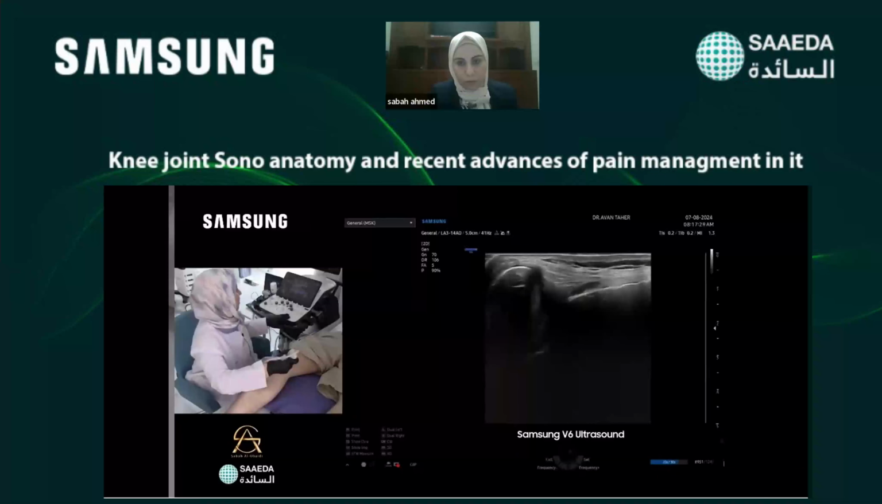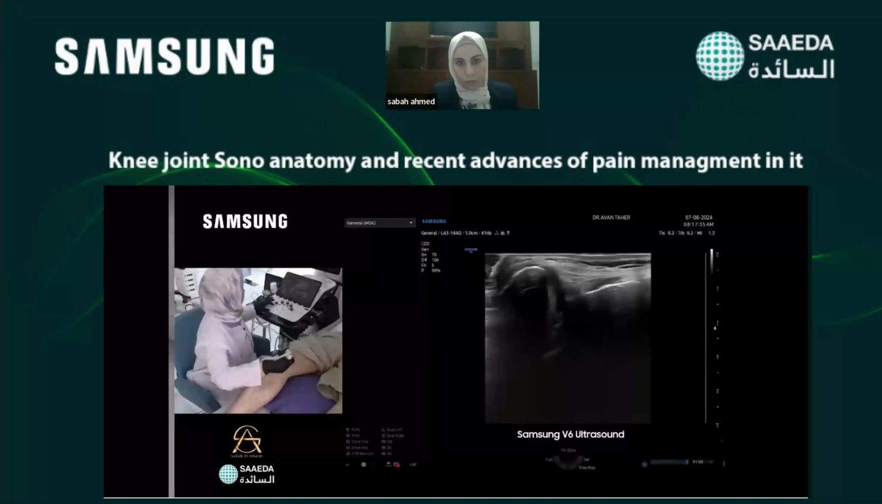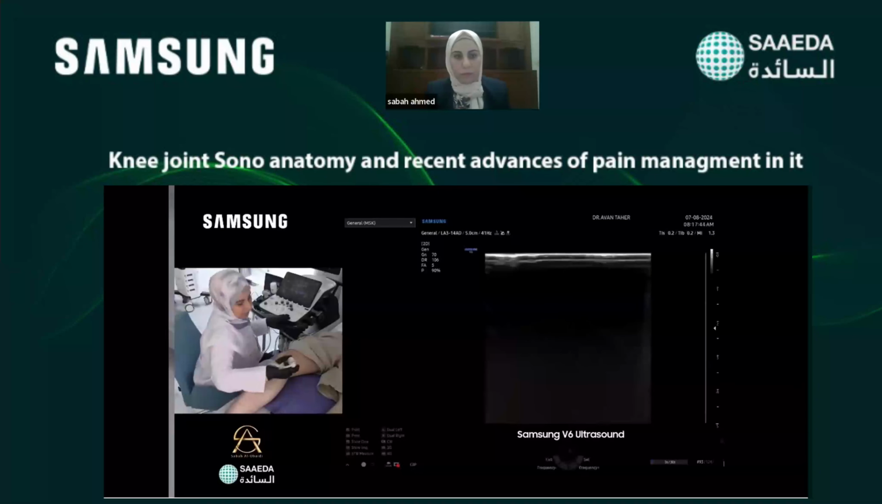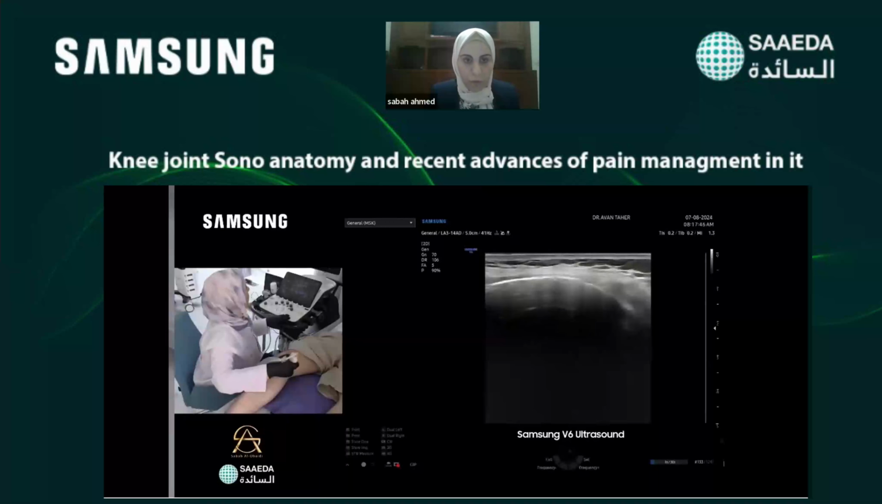So this is the patellofemoral ligament, and you can do injection here by this approach, either from medial to lateral or lateral to medial, but it is better to do it from medial to lateral because it is nearest by.